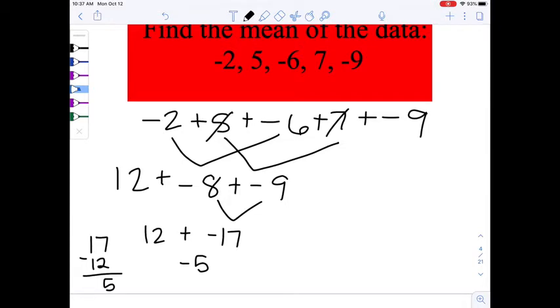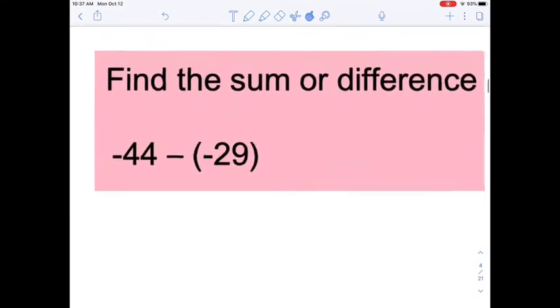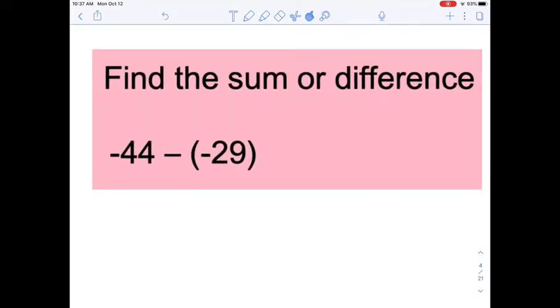I'm not done yet, though. I have to find the mean, which means I have to divide by how many numbers there are. So I take negative 5 divided by 5, and I get a mean of negative 1.